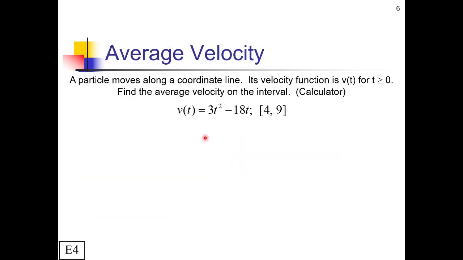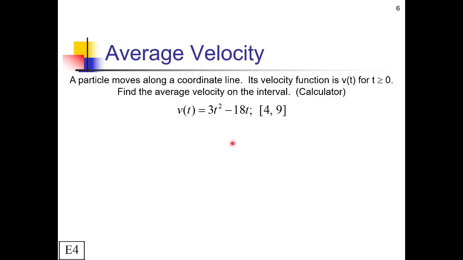For this last problem, we have a particle again moving along a coordinate line with this velocity function. We just want to find the average velocity of the particle on this interval. Now, in the past, when we wanted average velocity, we had a distance function, and we were doing the average rate of change of that. This time, we have the function itself that we're trying to find the average of. If only we had a formula for finding average value of functions. I bet that would be helpful here. Pause the video and give it a shot.